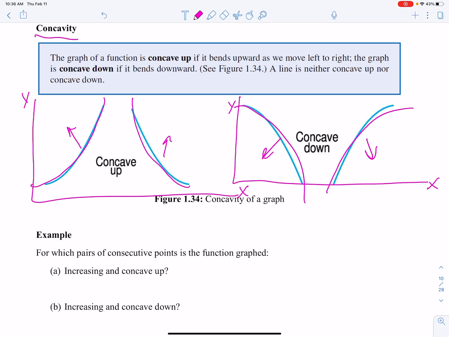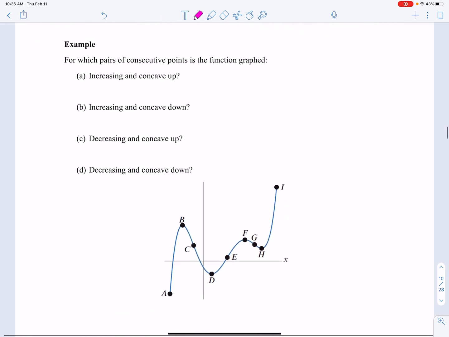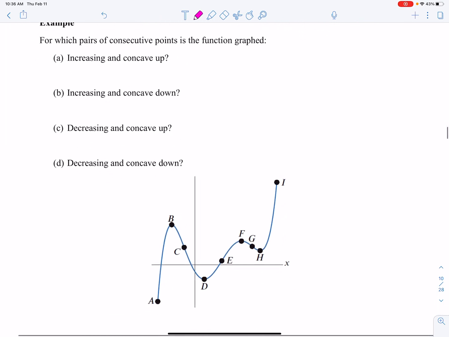Okay? And you'll see, once we start talking about derivatives, how the first derivative and the second derivative tell us about increasing, decreasing functions and the concavity of our functions as well. But we'll see that later. All right, so here's an example. Here's a graph down here. The question is, which pairs of consecutive points, so next to each other, is the function graphed? And then there are different situations here. So we want increasing and concave up. So actually, I'm going to color code this. Let's look where the graph is increasing first.